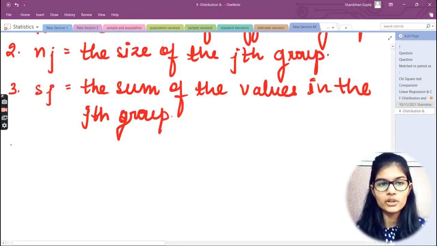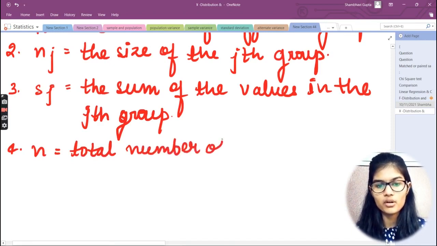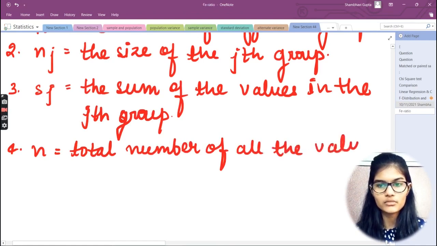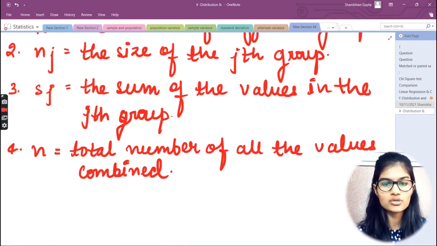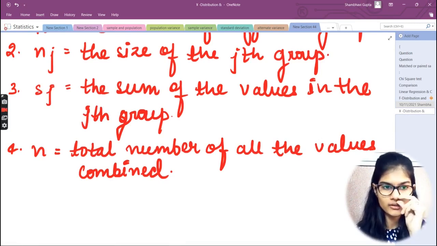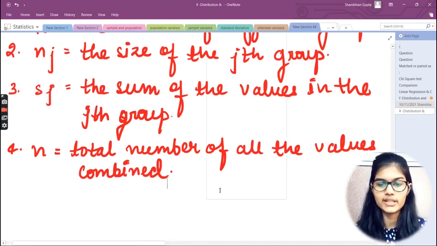Fine. Next, moving towards number 4, we are having small n. What is that? That is the total number of all the values combined. Okay, so what is the small n? Small n is the total number of all the values combined. Fine. So we could just as well say it is the total sample size, that is sigma of n of j. Okay, right.